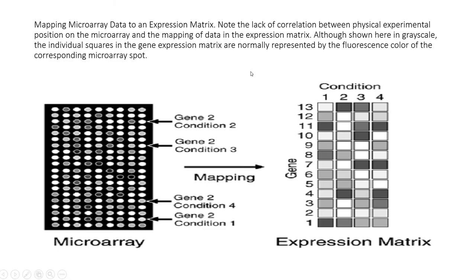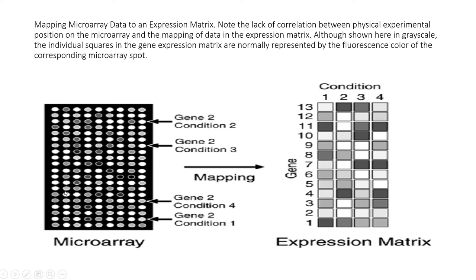Here you can see the microarrays, and in the left column you can see the microarray slides. In that we have the genes from different conditions: condition 1, condition 2, condition 3 and condition 4. So here we have the 4 conditions, and the genes are expressed in the 4 conditions.